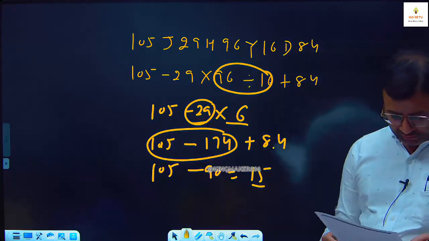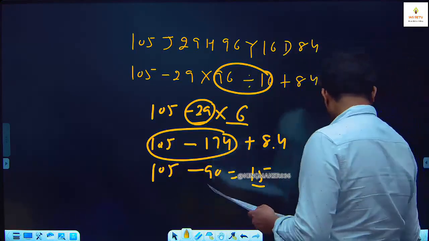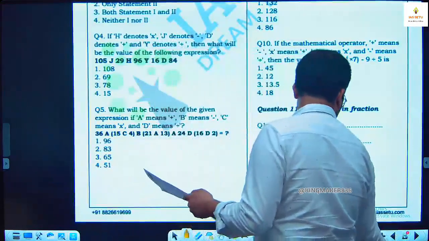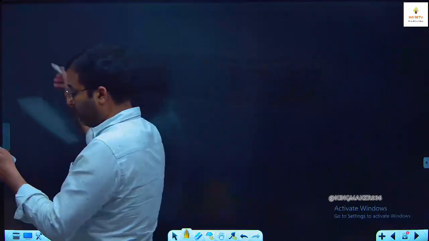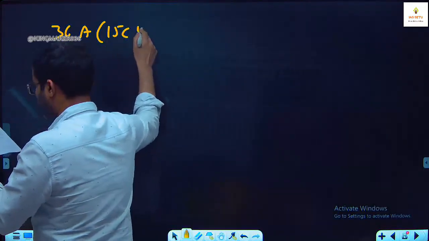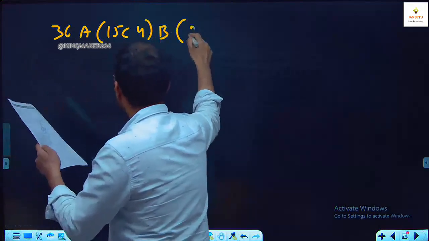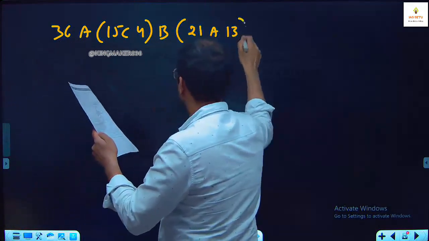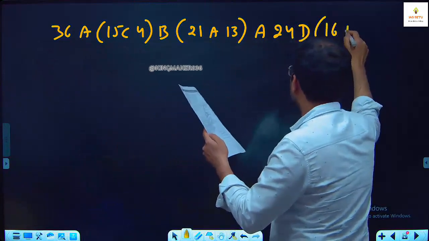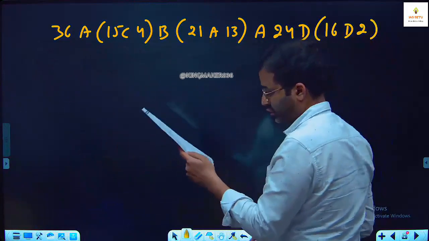क्वेश्चन नंबर 5. ऑनलाइन स्टूडेंट ने पूछा है. क्वेश्चन नंबर 5 हियर इज 36A bracket 15C4 B bracket 21A 13 bracket A 24D bracket 16D2 bracket close.